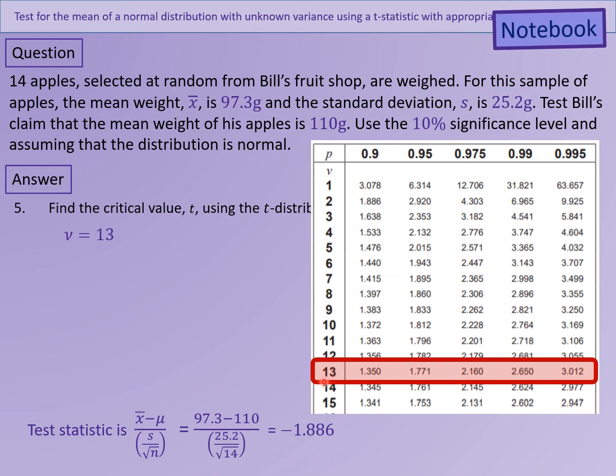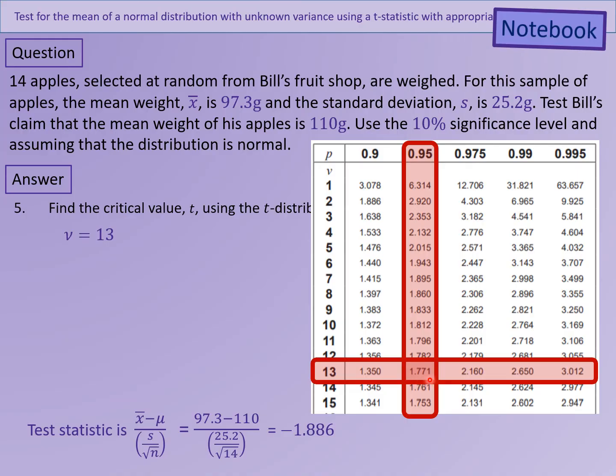And then once I've found it on the table for 13, for the new value of 13, I can then figure out which percentage I'm looking for. Now it was 10%. Just be careful not to use 0.9 though, because it is a two-tailed test. So therefore it's 5% on each end, a bit like a confidence interval. You're using 0.95. So I'm looking for that value. And there we go. Where they cross is my critical value.